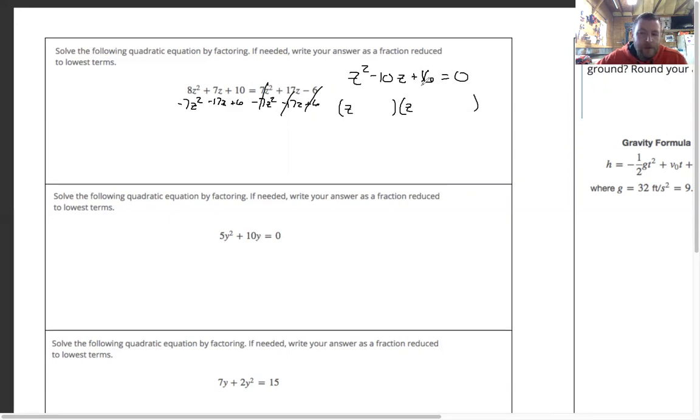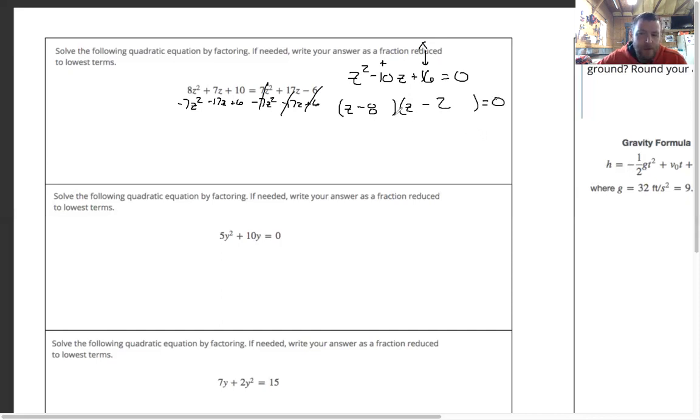And then two numbers that multiply up to the end, but add up to the middle. So multiply to this one, add to this one. So two numbers that do that is 8 and 2, but since this is minus 10, it has to be minus 8 and minus 2. So then still equal to 0.